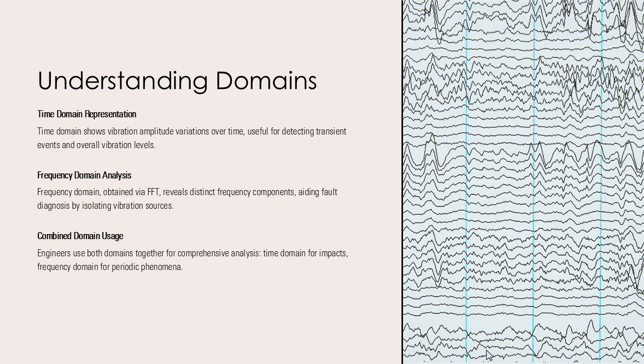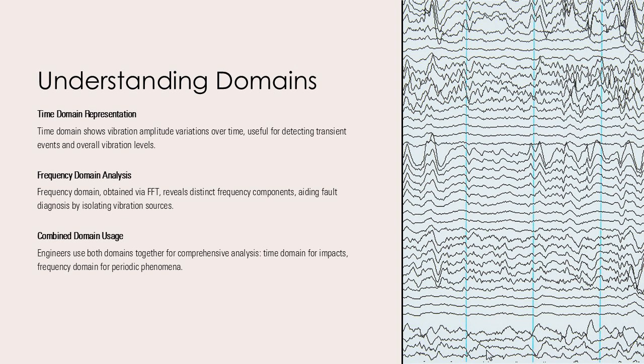Understanding domains, time domain versus frequency domain. In vibration analysis, signals can be represented in two primary domains, time and frequency. The time domain shows how vibration amplitude varies over time, which is useful for observing transient events or overall vibration levels. However, time domain data often lacks clarity when multiple frequencies are present, making it difficult to identify specific fault signatures.